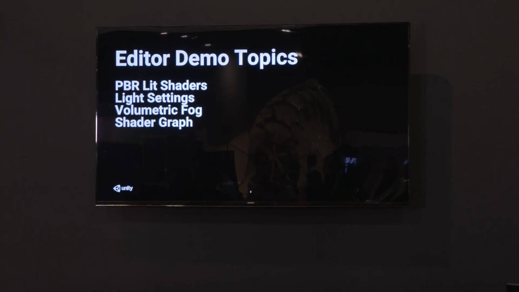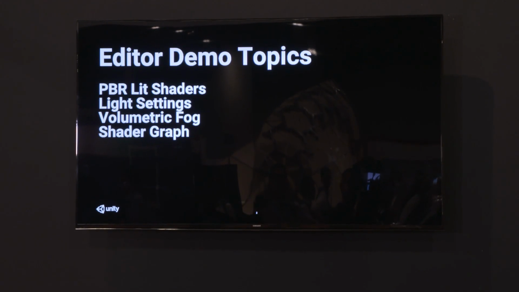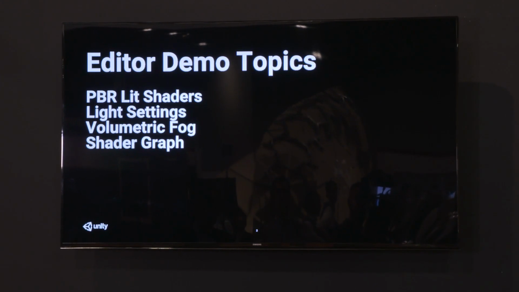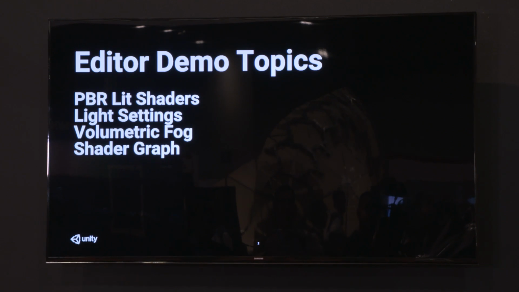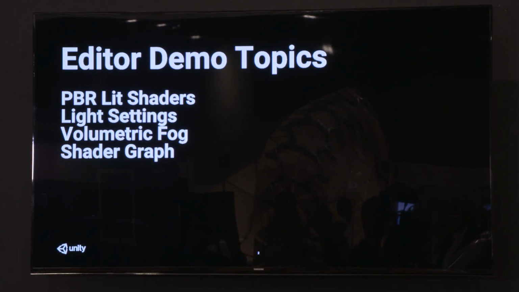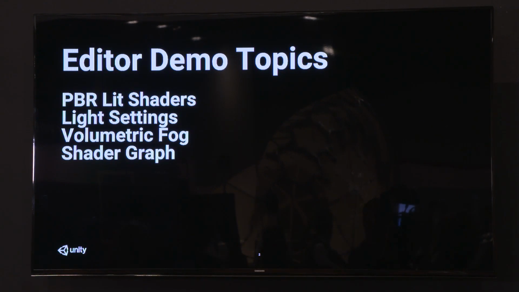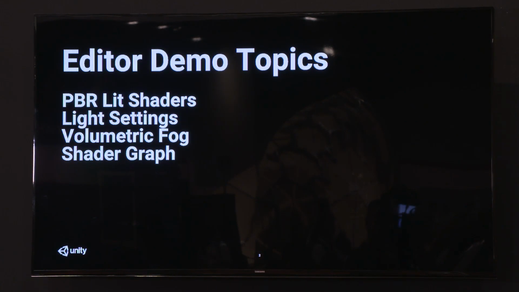So most of this talk is actually going to be in the editor, actually showing how to set these things up. And some of the things I'm going to talk about are some PBR-lit shaders for glass and subsurface scattering and lots of cool things like this. Different lighting settings that you can change and adapt real time. How to set up volumetric fog, which is admittedly very few components, very few settings. And then our new shader graph system for building shaders visually directly in the editor. So I'm now going to switch over to Unity and show you all these things in action.